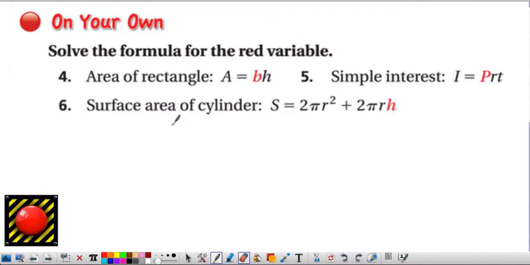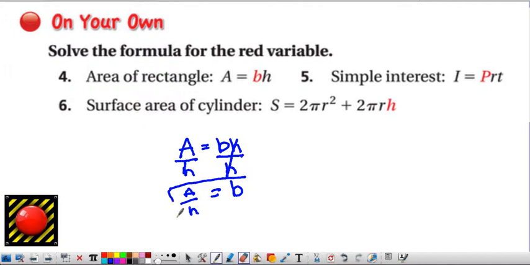Okay, so let's look at these problems. To find the area of a rectangle, let's look at number 4. We have area equals base times height. They're asking us to solve for the red variable, which is the b. To get the b by itself, they're multiplying by h. The inverse of multiplying by h would be to divide by h. H divided by h is 1, and so that leaves us with a b. We can't do anything with A divided by h, so we leave it A divided by h. And so our final answer for number 4 looks something like this.